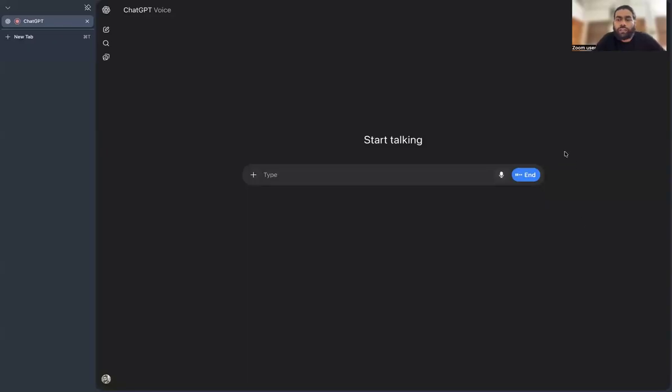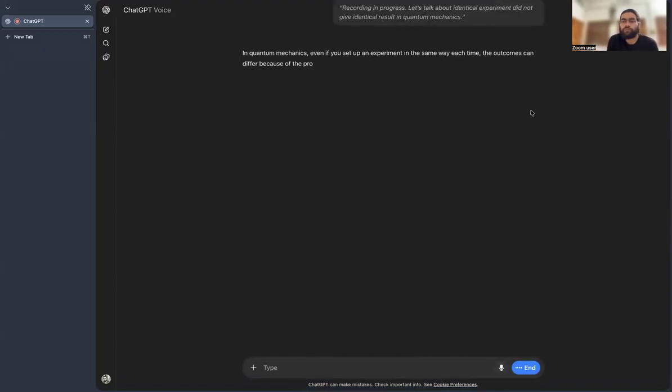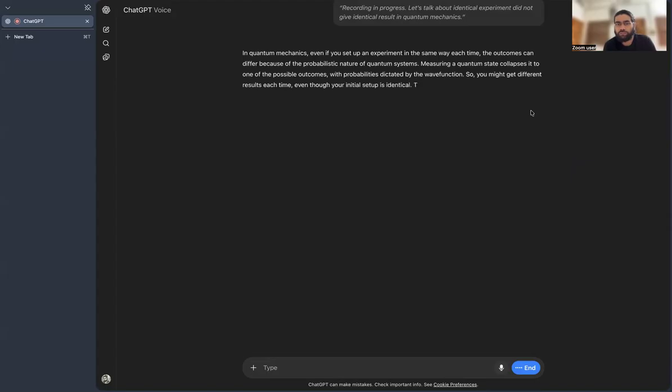Let's talk about how identical experiments do not give identical results in quantum mechanics. In quantum mechanics, even if you set up an experiment in the same way each time, the outcomes can differ because of the probabilistic nature of quantum systems. Measuring a quantum state collapses it to one of the possible outcomes with probabilities dictated by the wave function. So you might get different results each time, even though your initial setup is identical. This is fundamentally different from classical physics, where identical conditions lead to identical outcomes.